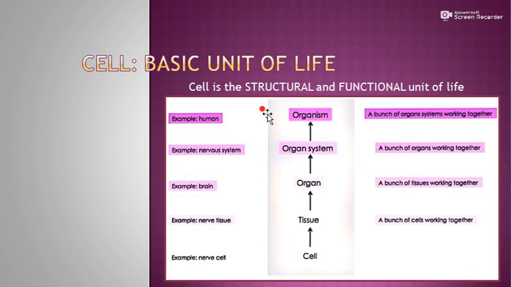You can easily observe in this flow chart that cells combine together to form tissue, tissues combine together to form organs, organs combine together to form organ systems, and different organ systems are present in an organism. So the structure of an organism basically depends on the arrangement of cells in that organism, and the basic functions performed by an organism are performed by a cell. So that's why we can say cell is the structural and functional unit of life.